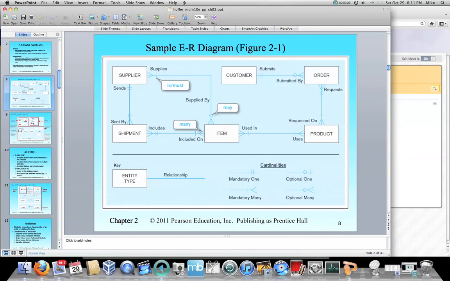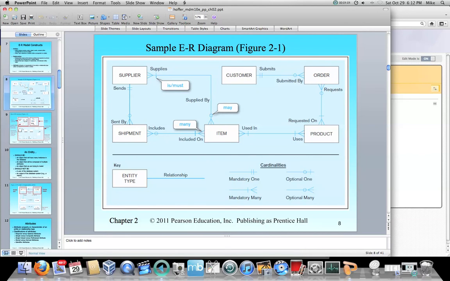So again, looking back at what the ER assistant would create for you, here's a sample ER diagram. And we know that using the ER assistant will draw this for us. We don't have to draw this by hand. And I don't want you to draw this by hand. I want you to use the ER assistant to help you with this.